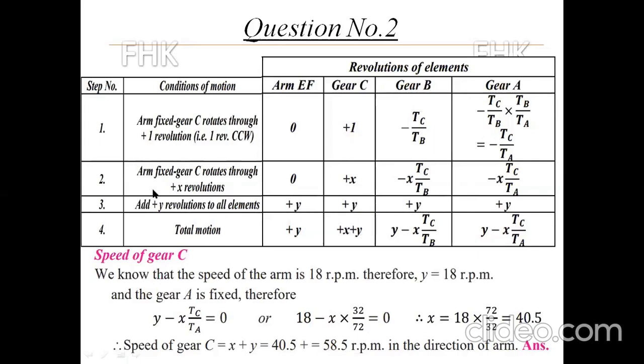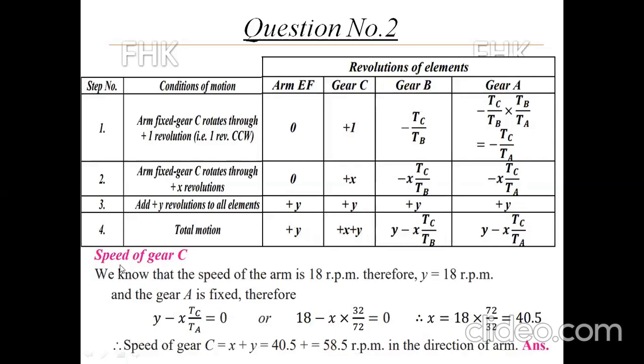So the total motion will be the addition of the above two and the above three. So 0 plus Y is equal to plus Y. Here X plus Y. Here Y minus X TC by TB, and the addition of these two will be Y minus X TC by TA. This is the speed of gear A. This is the speed of gear B. This is the speed of gear C, and this is the speed of arm EF.